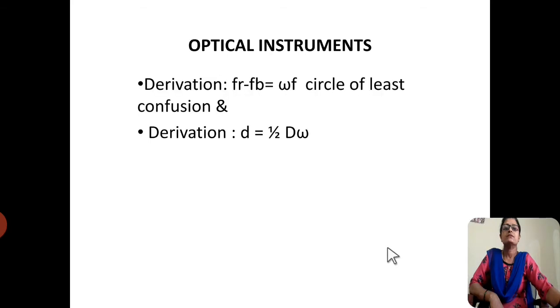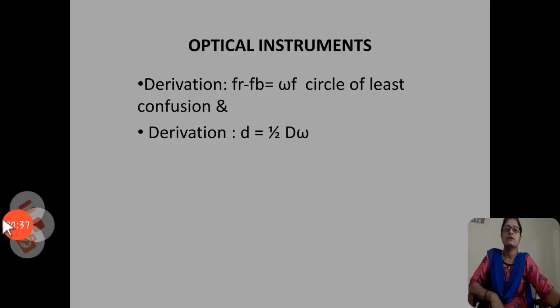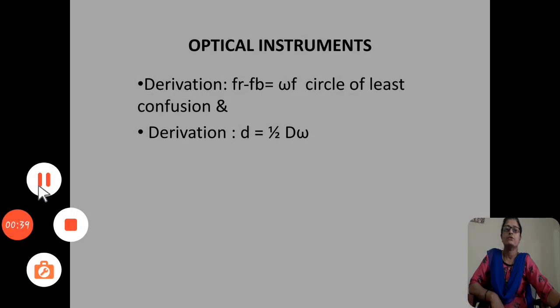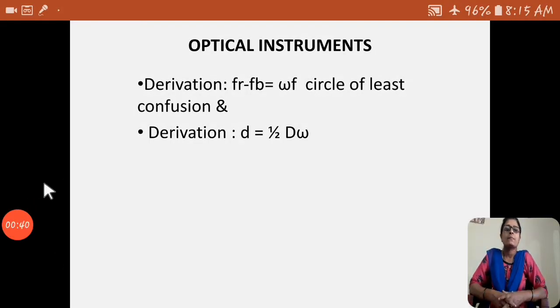So today I am going to teach an optical instruments topic, that is the derivation of the least confusion. See dear students, as you know, we covered optical instruments in a previous video. But in today's class we shall discuss the derivation of Fr minus Fb equals omega F, that's the circle of least confusion, and the derivation d equals 1 by 2 d omega.